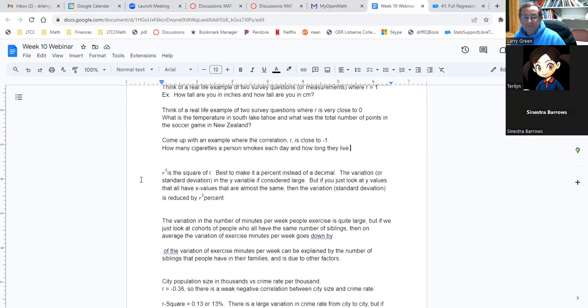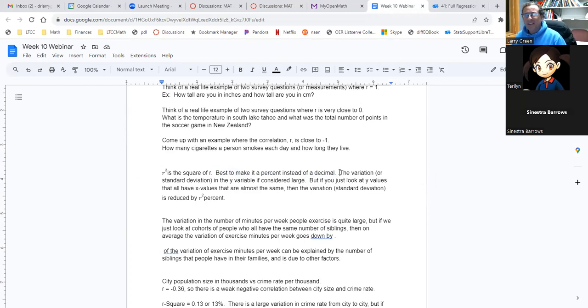Okay, let's do some more. R squared is the square of R. So it's not tricky or anything. And I recommend using R squared and turning it into a percent because it'll be easier to understand what it means if you write it as a percent. And here's what it is.